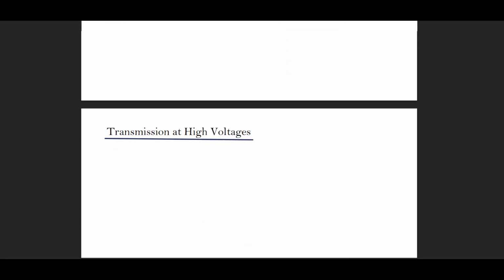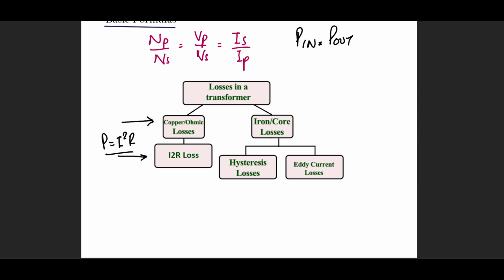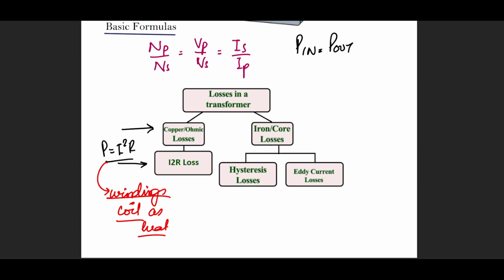So the first loss or first cause of loss is actually the copper loss or the power losses in the windings, which we call in layman terms, or you can say in the coil, as heat. So the transformer heats up because of these losses in the wires. There is no way we can reduce this, but we know that it exists. Okay, so then we move towards iron and core losses.